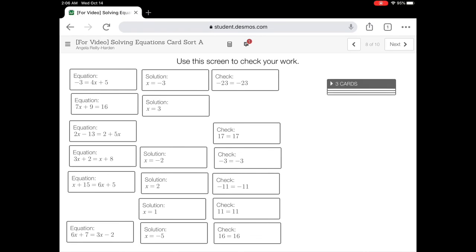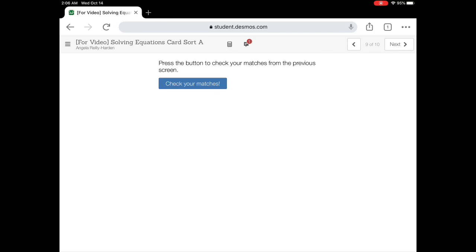I'm going to collapse them so I have some room to work. And then I'm going to go back and do the next problem. When I have all of my equations done, hopefully I've used all of the cards. If you end up with a solution that's not on this screen, that means you have made a mistake somewhere. At the very end, I can go ahead to screen 9 and I can press the button to check the matches. But it's not going to show that it's correct until you have all of the cards matched.